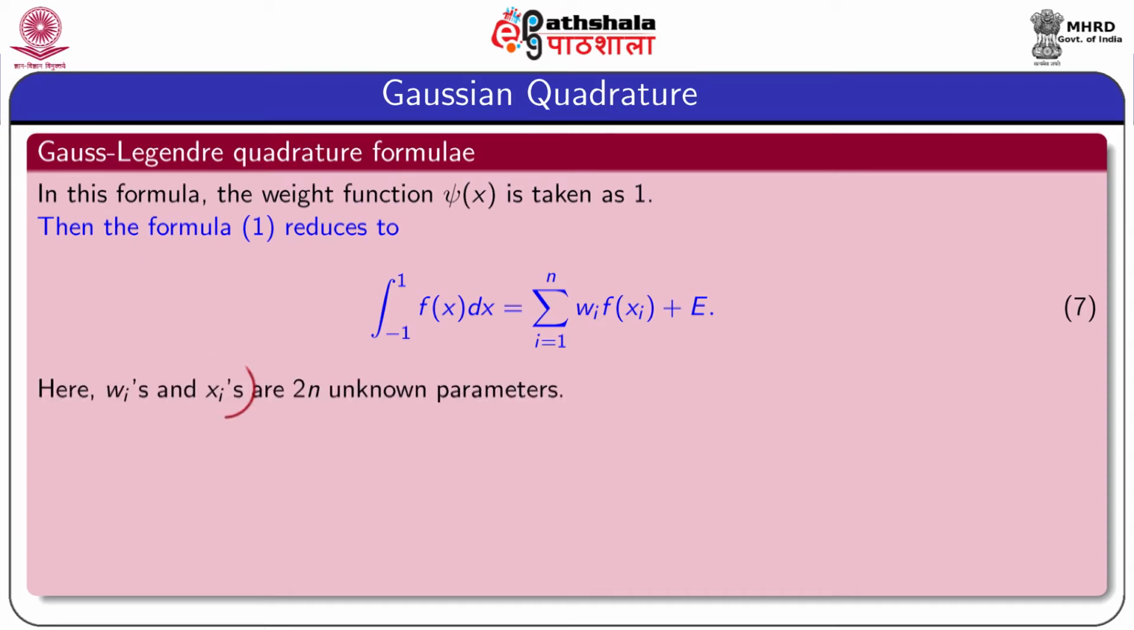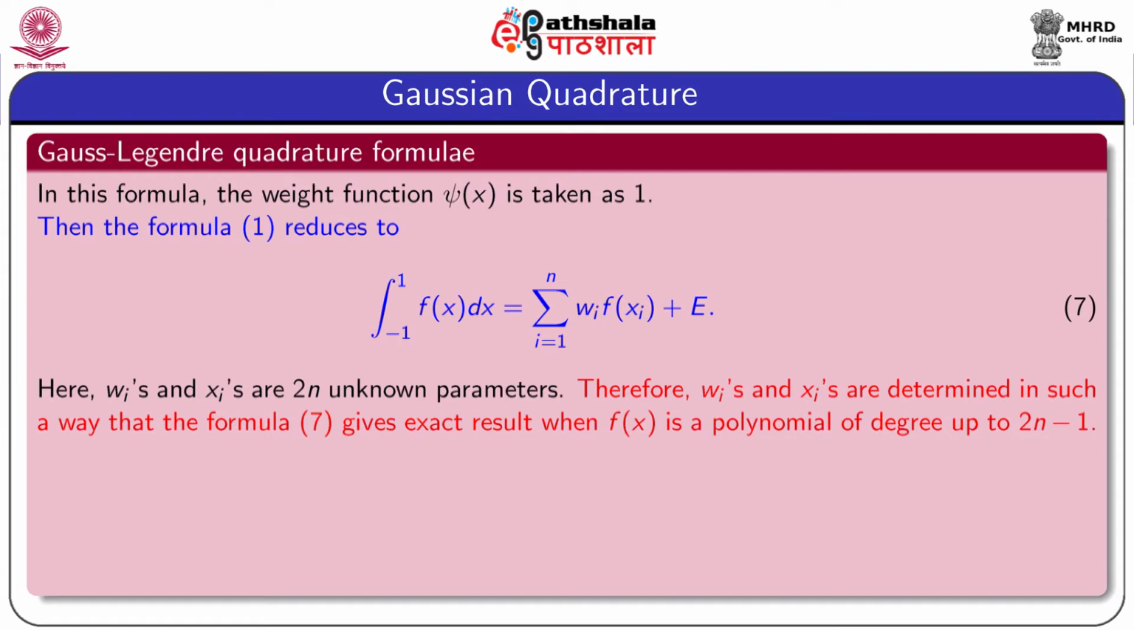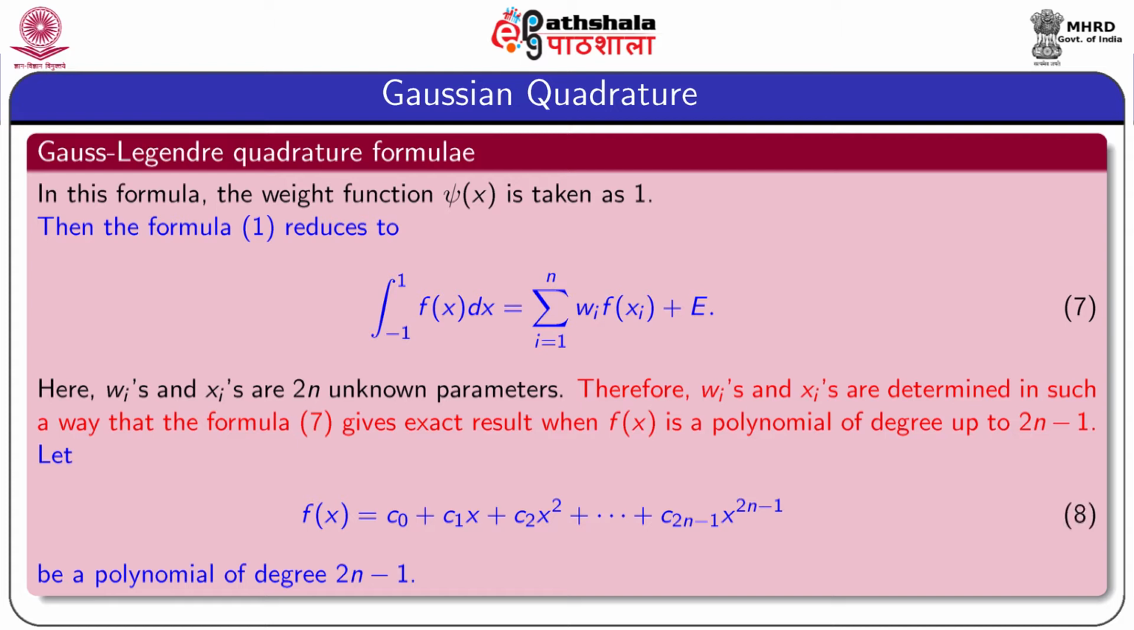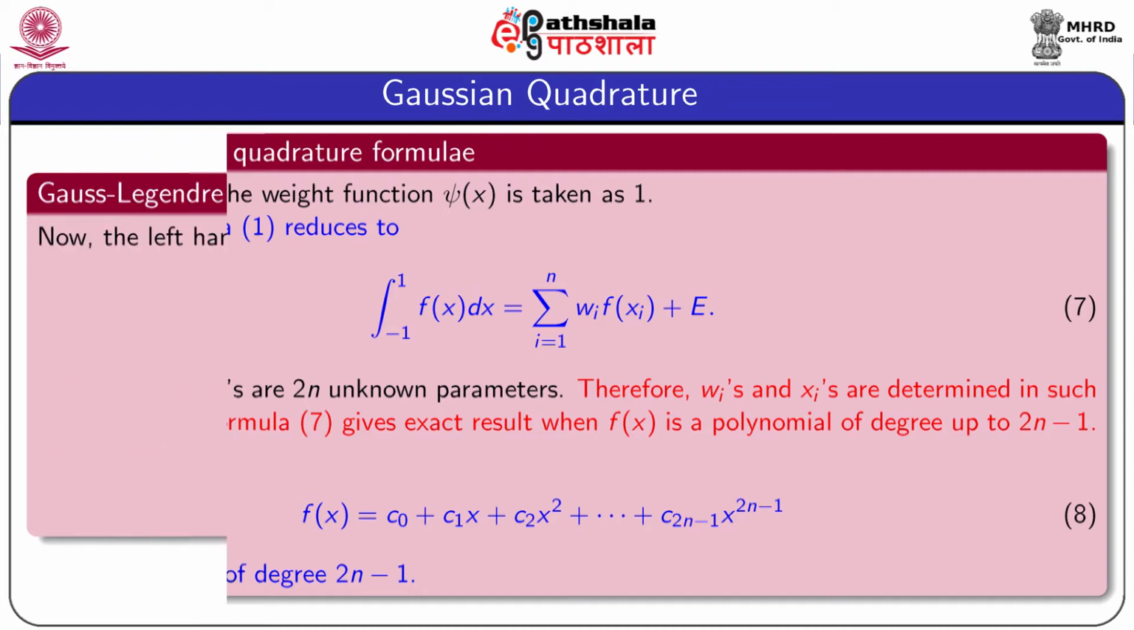Here the w_i's and x_i's are 2n unknown parameters. These are called the parameters in this case. Therefore, the w_i's and x_i's are determined in such a way that the above formula, that means equation 7, gives an exact result when f(x) is a polynomial of degree up to 2n minus 1. So, for this purpose, to determine the values of w and x, we consider a polynomial f(x) equal to c0 plus c1 x plus c2 x squared up to c_(2n minus 1) x to the power 2n minus 1. So, this is a polynomial of degree 2n minus 1.